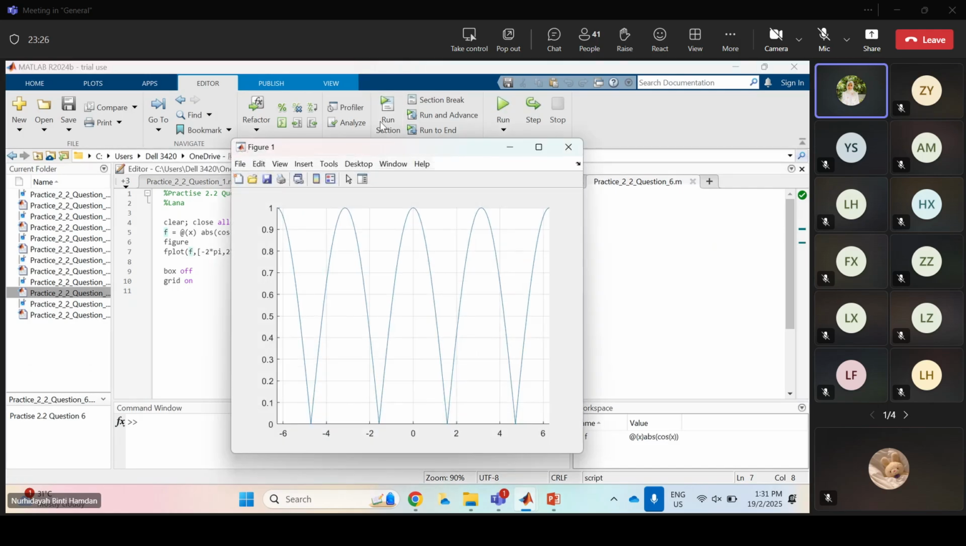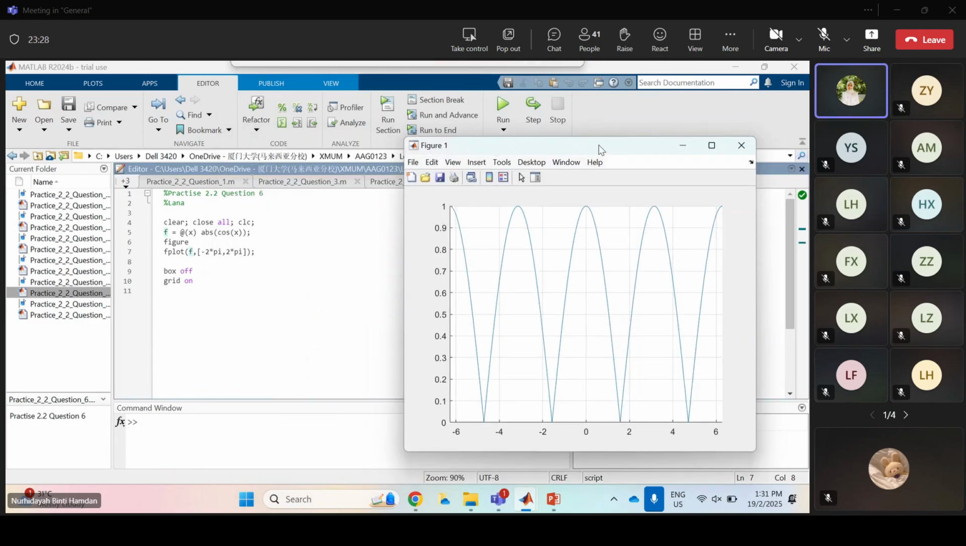You can add a title by yourself. And this one doesn't have any arrow. You can add your own arrow. You understand? Okay.